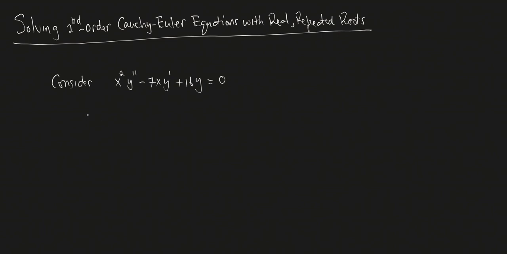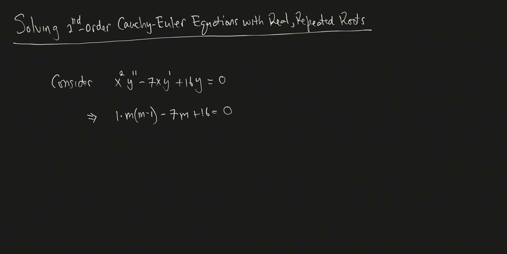So let's write down the auxiliary equation. Now remember the pattern here. This first term, your leading coefficient, that is the constant coefficient, is 1, and then you have your x squared, and then you have m times the quantity m minus 1, and then minus 7 times m plus 16, and then that has to be equal to 0.